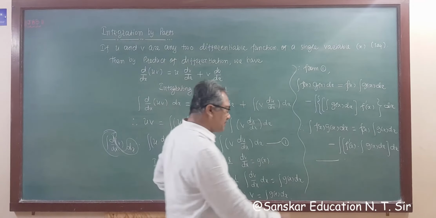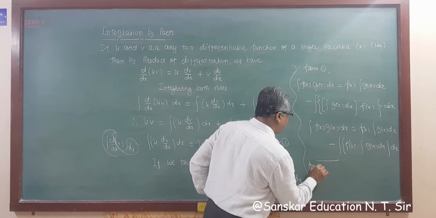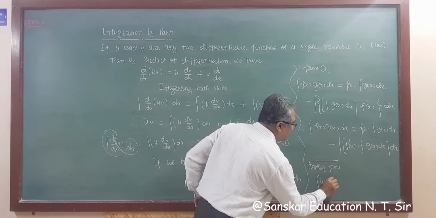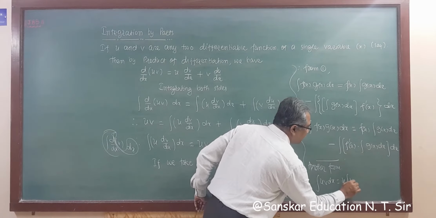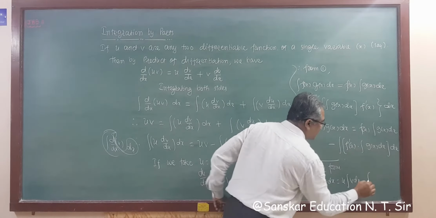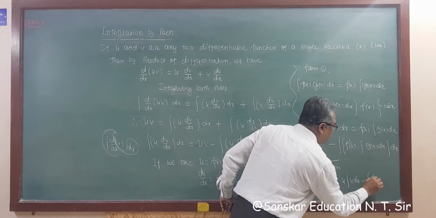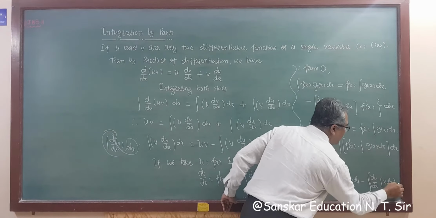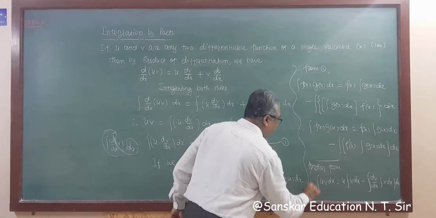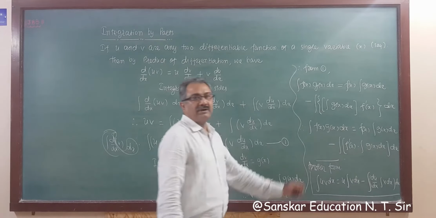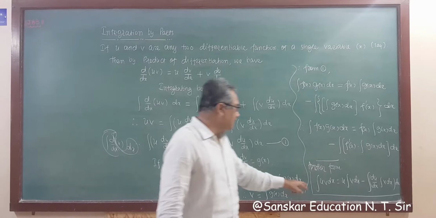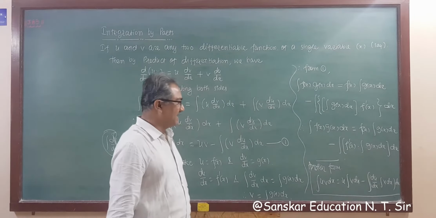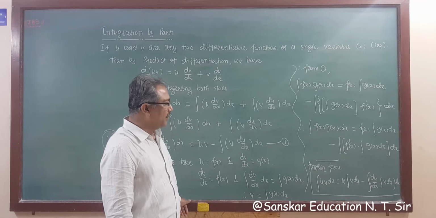So you can use this formula, another form: integration uv dx is equal to u integration v dx minus integration of du by dx into integration v dx, bracket over dx. And we are going to use this form for solving the questions. That is, integration uv dx is equal to u integration v dx minus integration du by dx into integration v dx, right?